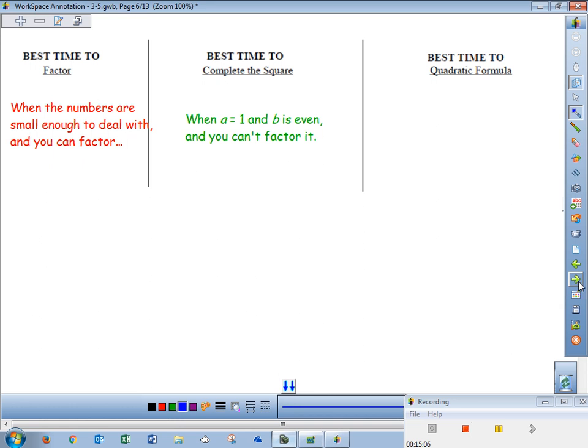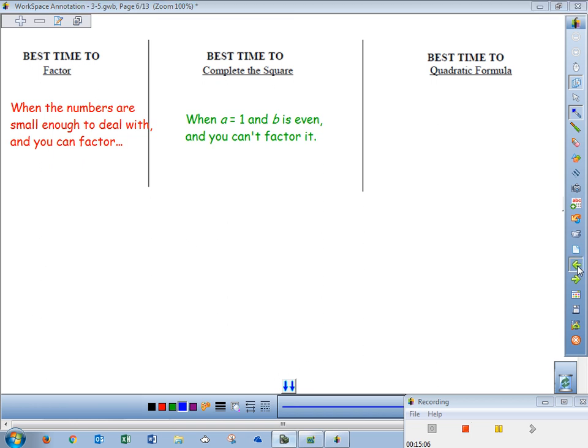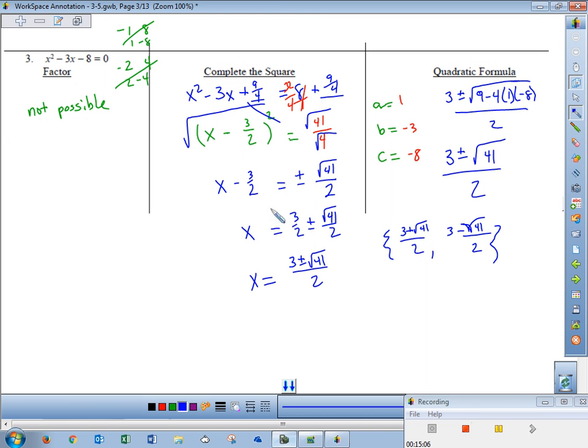And then when can I use the quadratic formula? When the numbers are just too large to factor. If you got these big old numbers, you might as well run straight to the quadratic formula. Or when complete the square, that's CTS, makes no sense. So when the numbers are too large to factor or when complete the square makes no sense. Like this one back here.